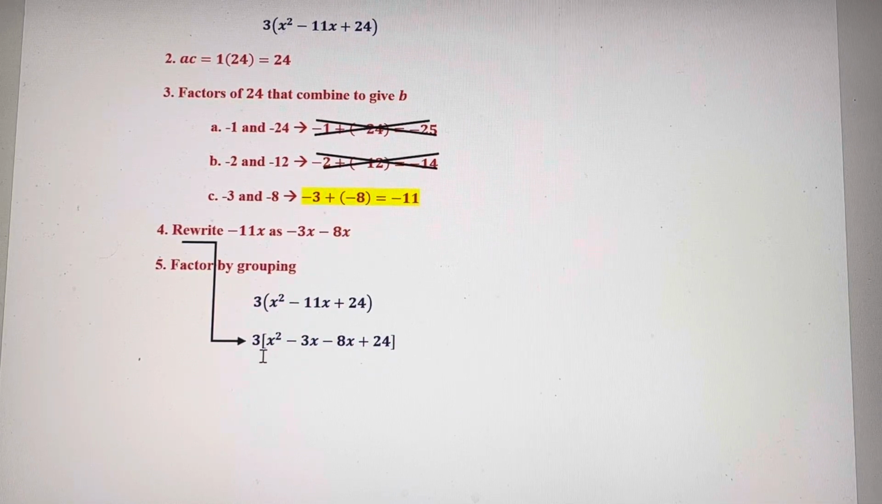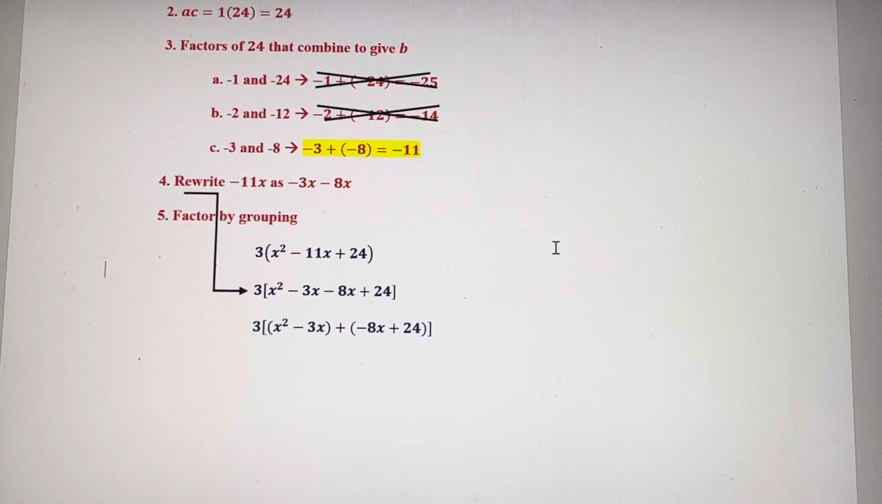So notice I use brackets here. It could be parentheses, could be brackets. I kind of like using brackets, especially in situations like this. All right, so I'm going to group these two terms together, and I'm going to group these two terms together. And remember from before, I'm always going to separate that by a plus sign for now.